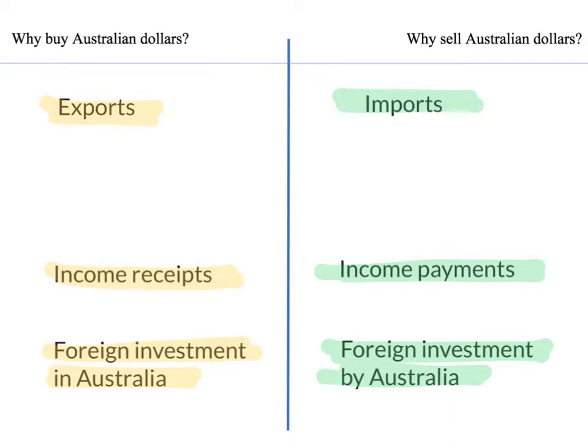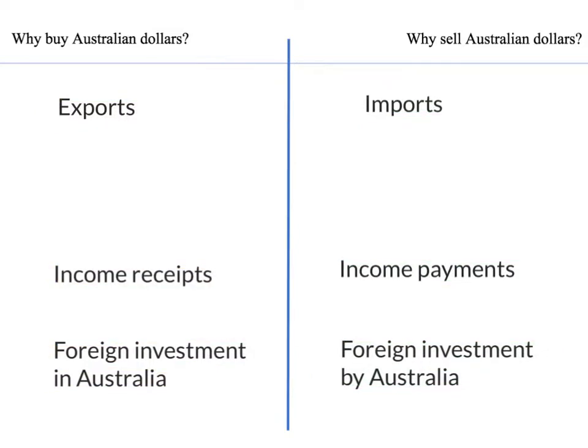Now, to remind you, all purchases of Australian dollars fall into one of the three categories on the left-hand side of this slide. And all reasons to sell Australian dollars fall into the right-hand side of this slide.